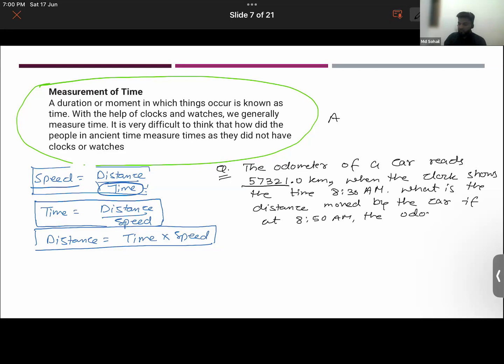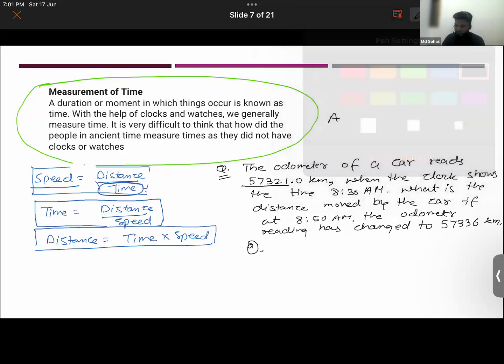The odometer reading has changed to 57,336 kilometer? Okay. So there are two things you need to find in this question. First, you need to find out the distance. First calculate the distance traveled by the car.